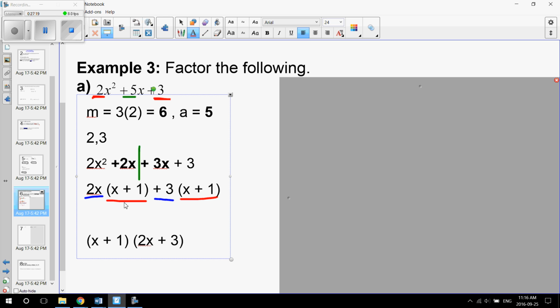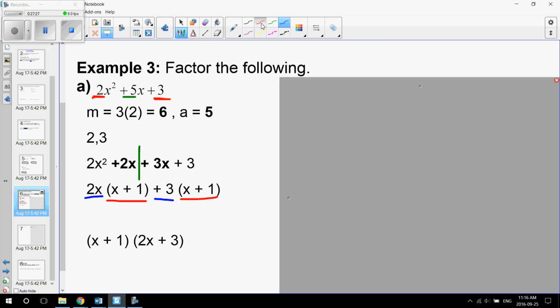So hopefully you see that once we pull out that x plus 1, whatever's left, the 2x and the 3, make up that second bracket. Now that we have two brackets, we know that we're finished and we have our final factored answer. So our final factored answer is x plus 1 and 2x plus 3.